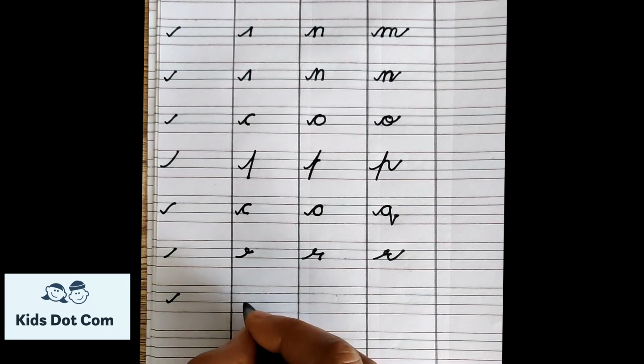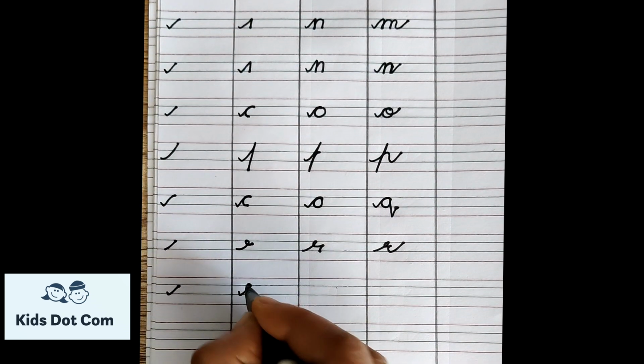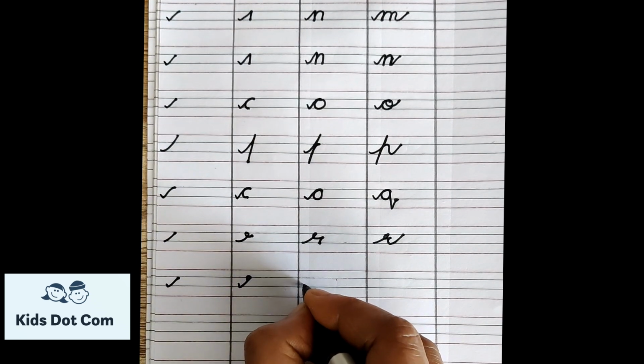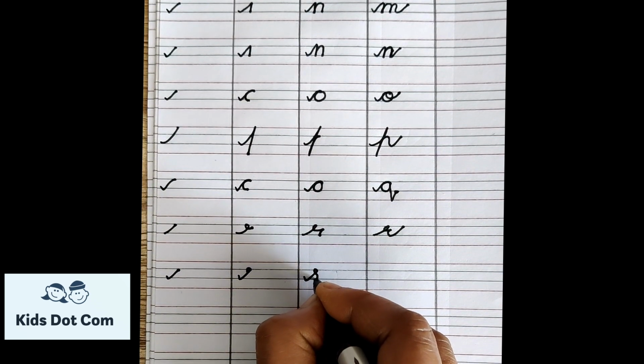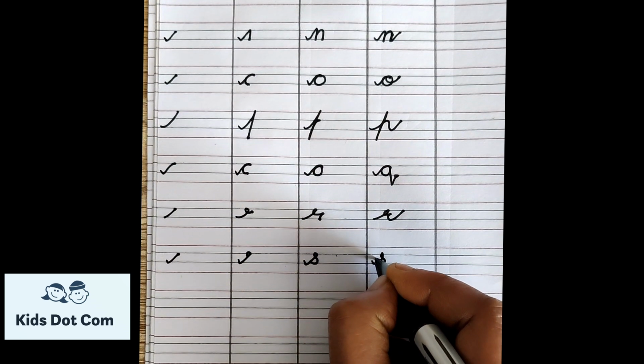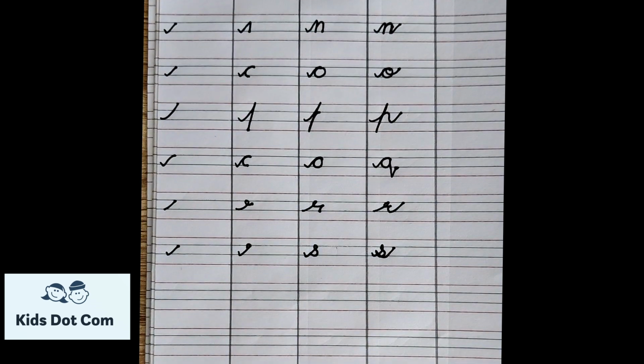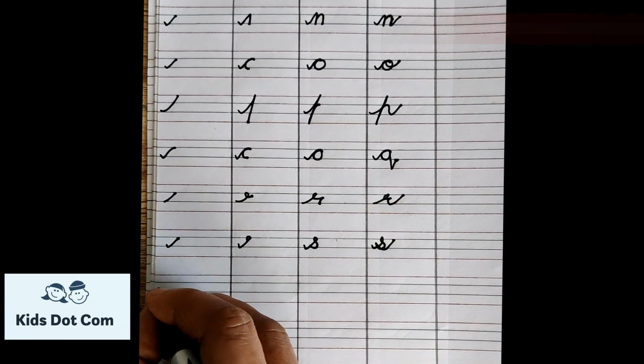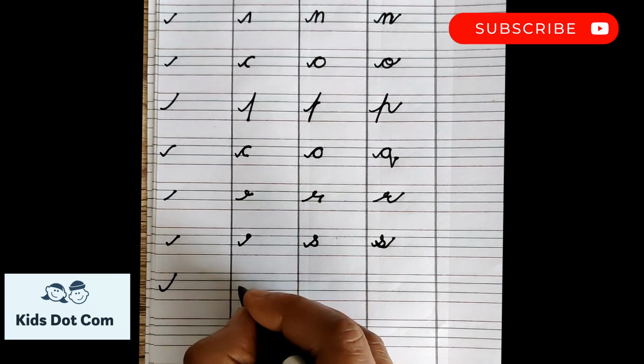S, a little bit difficult but make practice. Slant. Again here and take round like this. Go up and touch this. Here. S.